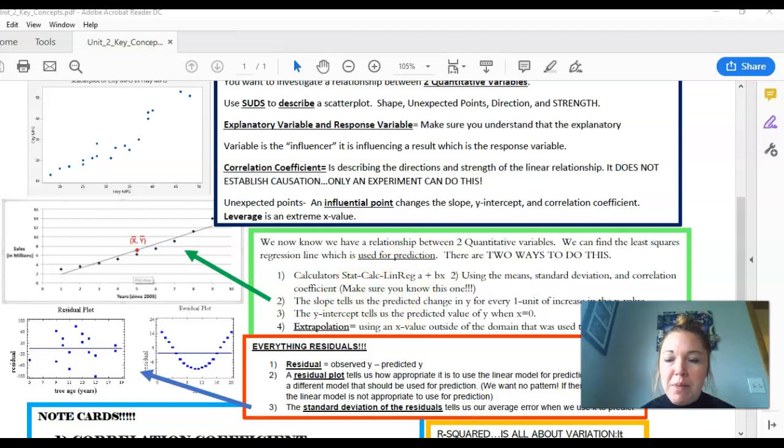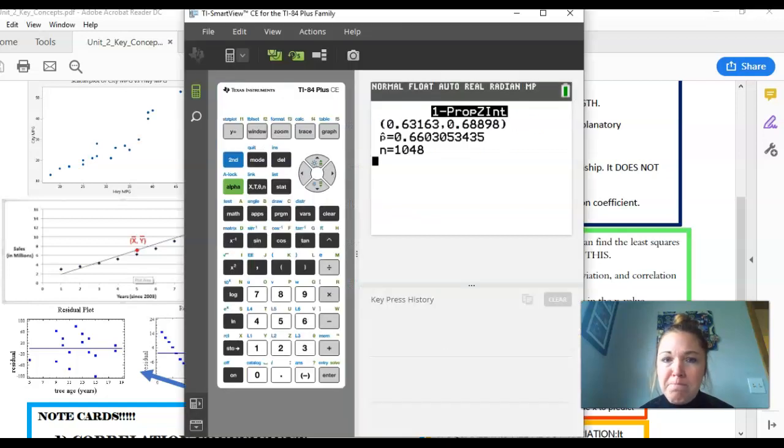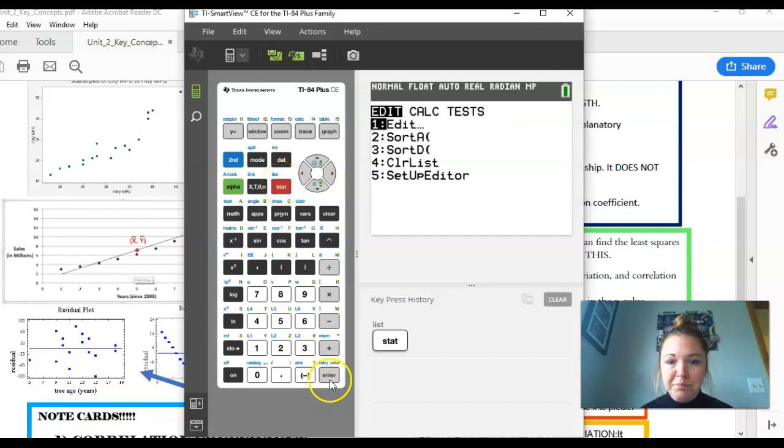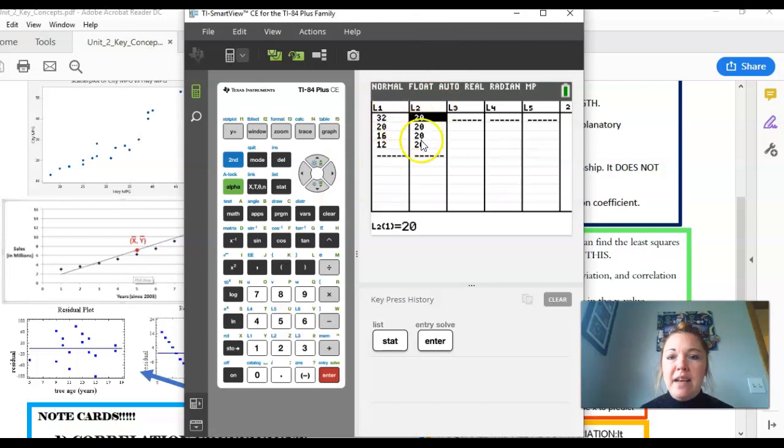How do I get that line from the calculator? So take your calculator out now. Almost everything comes from that stat button. So I go to stat, edit, and I would have data that I would go in there.